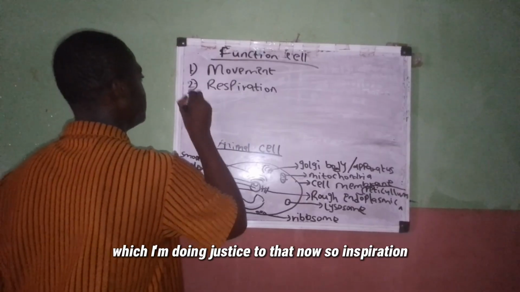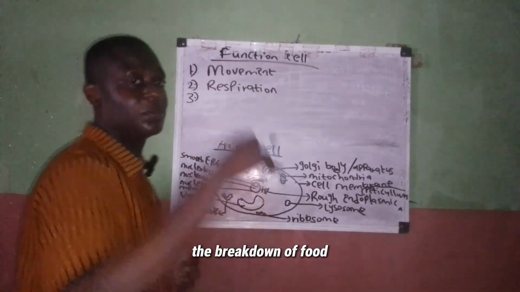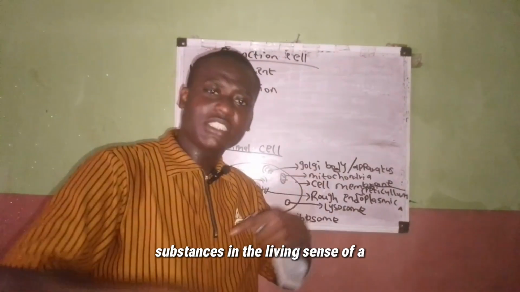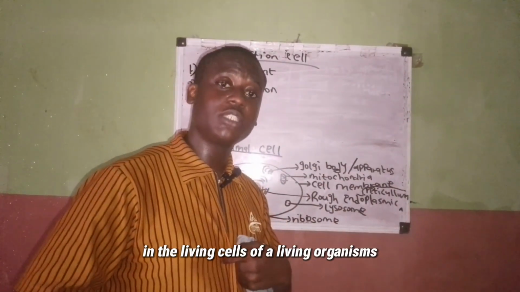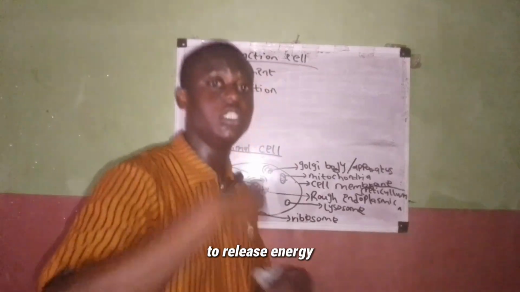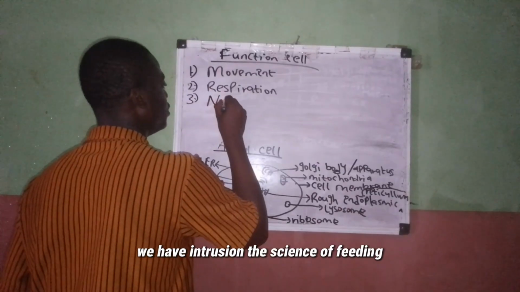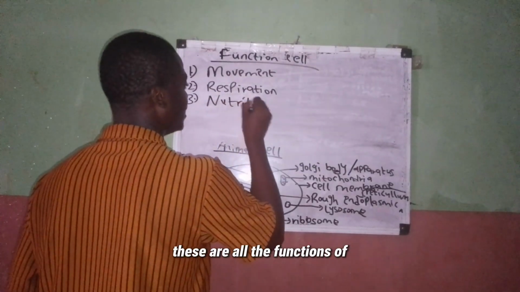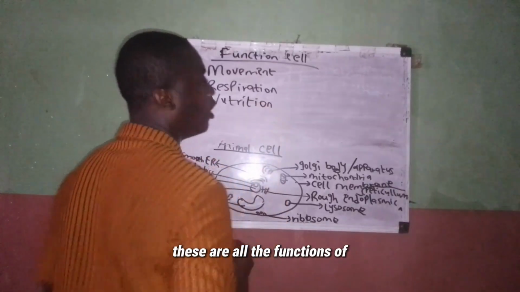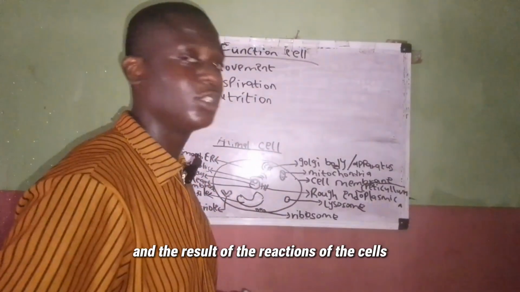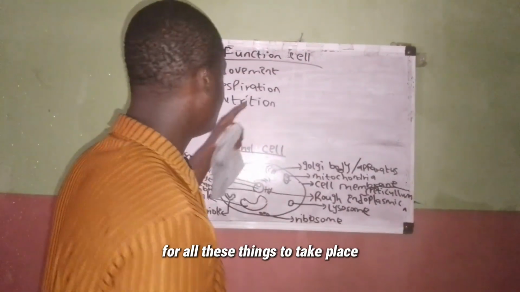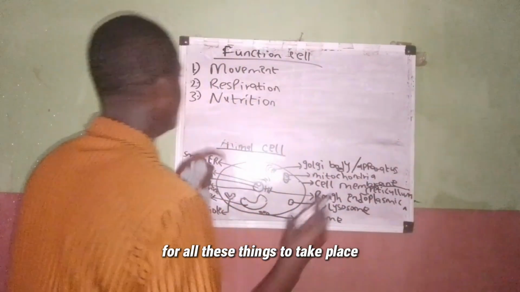So, respiration, the breakdown of food substances in the living cells of a living organism to release energy. We have nutrition, the science of feeding. These are all the functions and the result of the reactions of the cells for all these things to take place.